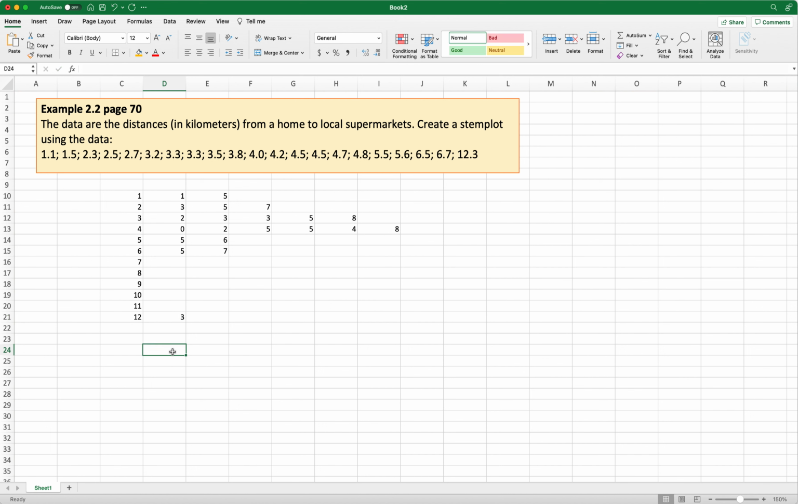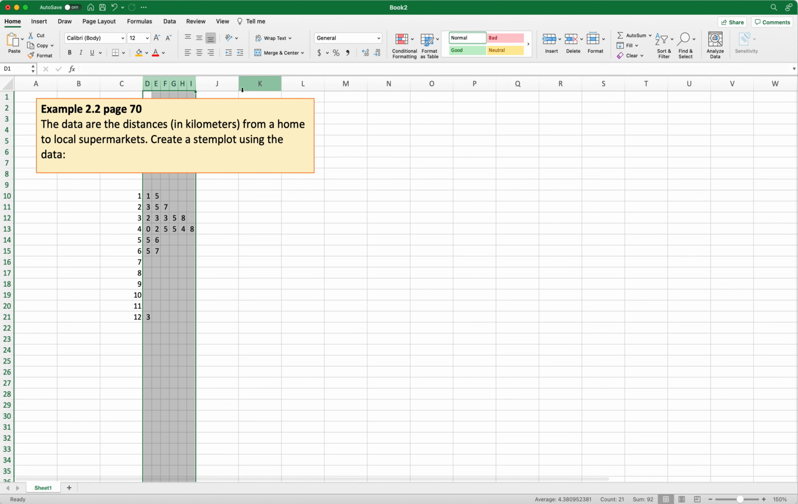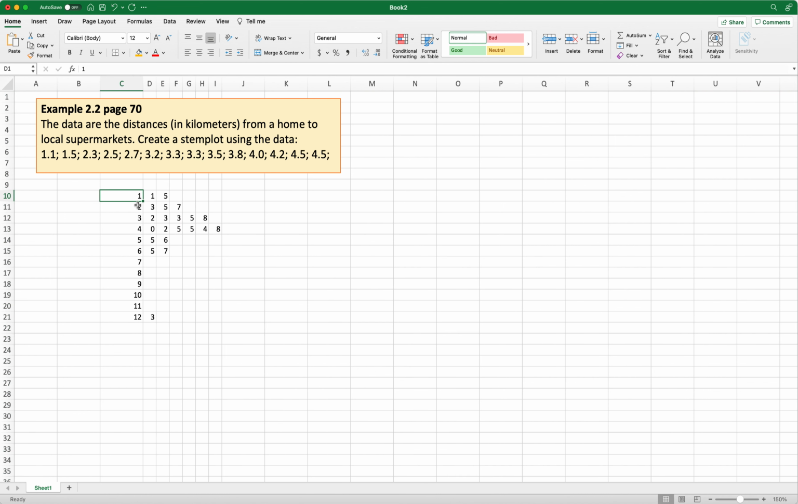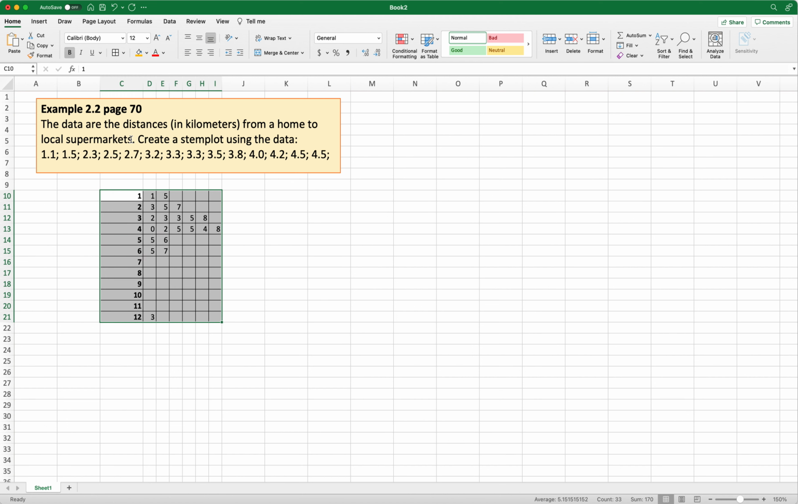So is it really a stem and leaf diagram? If I make those come a little closer like this, it kind of looks like one, doesn't it? Let me make these bold, because that will be the stem and these will be the leaves. And maybe I will actually put a border around it as well. So there we have it.